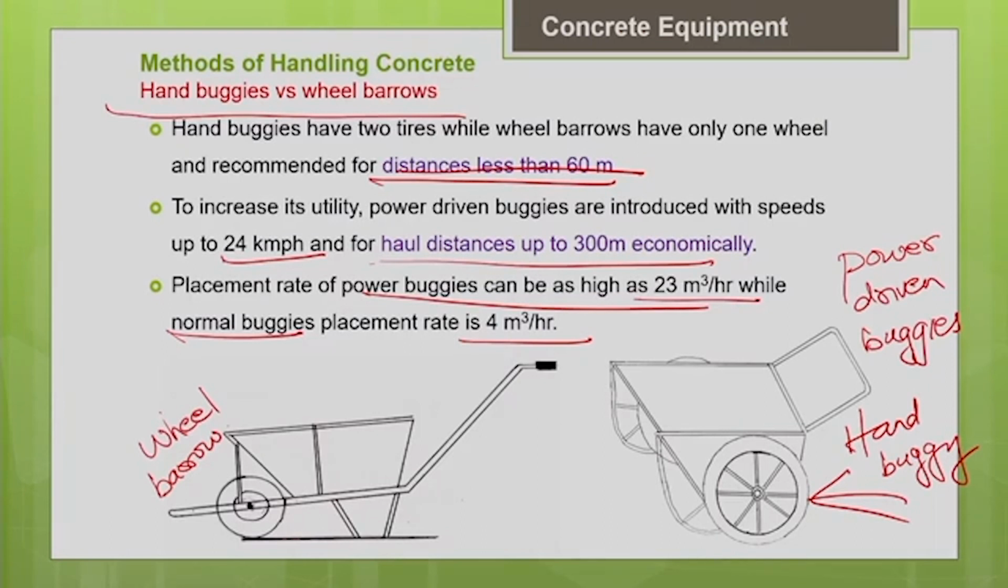Okay. So, let me summarize. Your hand buggies have 2 tires while your wheelbarrows have only 1 wheel. And these are recommended for a distance less than 60 meters. So, if you want to increase the utility of your buggies, you can go for the option of power driven buggies. They can have a speed up to 24 kilometer per hour and a haul distance up to 300 meter. And the placement rate, if you compare, power buggies can give you as high as 23 meter cube per hour when compared to the normal buggies whose placement rate is only 4 meter cube per hour.